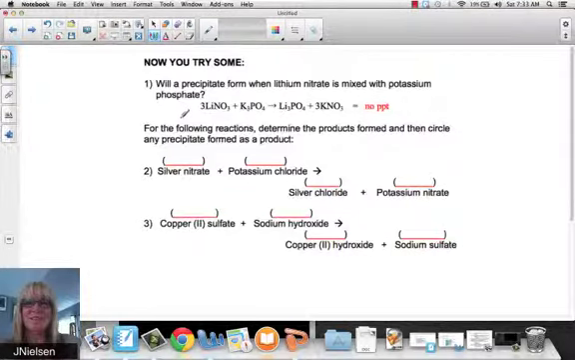Let's just do a couple of reactions for practice. Will a precipitate form when lithium nitrate is mixed with potassium phosphate? So here they gave us the balanced equation. We're looking at the two products. Well, we just said nitrates are soluble, no exceptions. So that's going to be aqueous, and phosphates are soluble, and lithium's a group 1 element. So this is also aqueous.